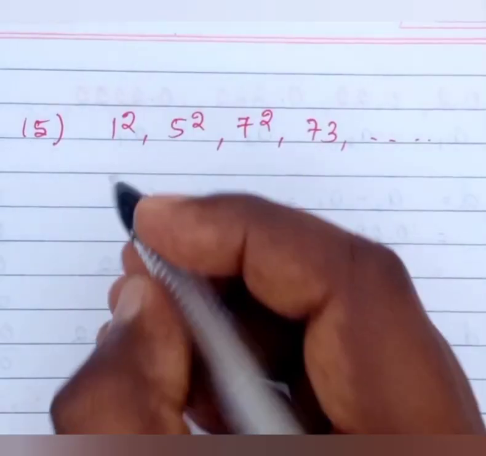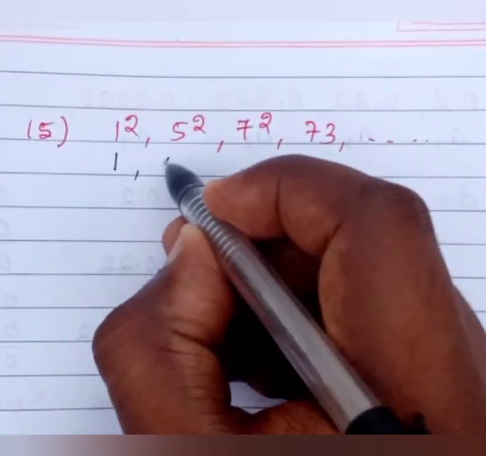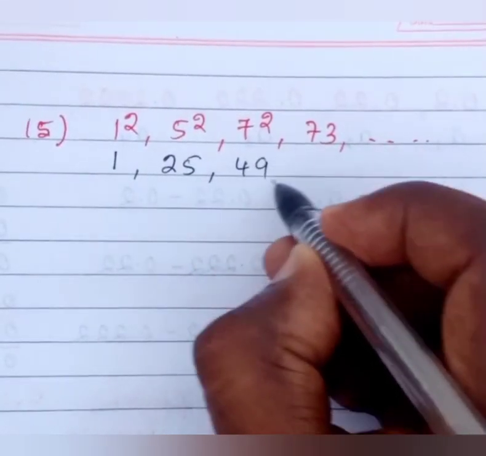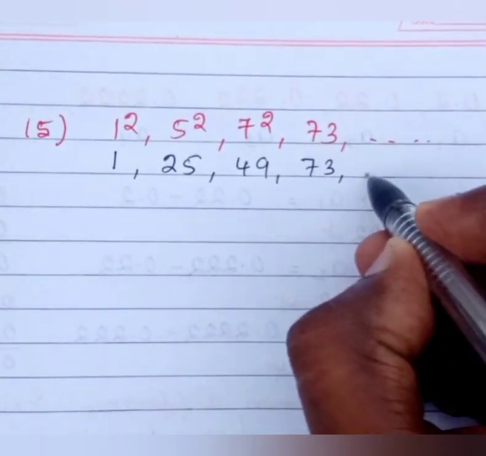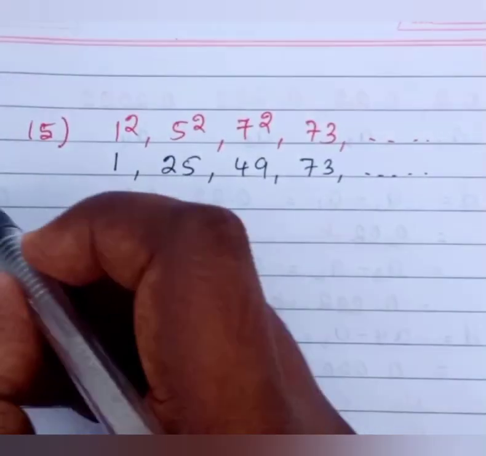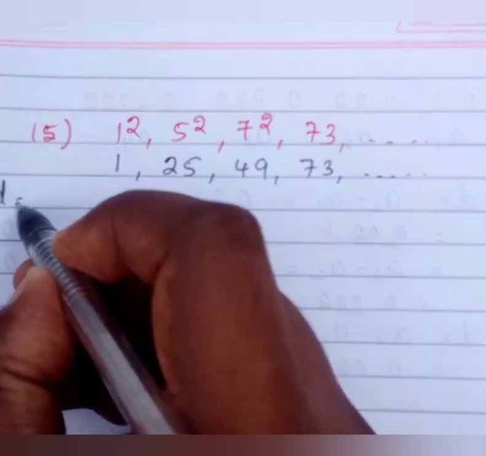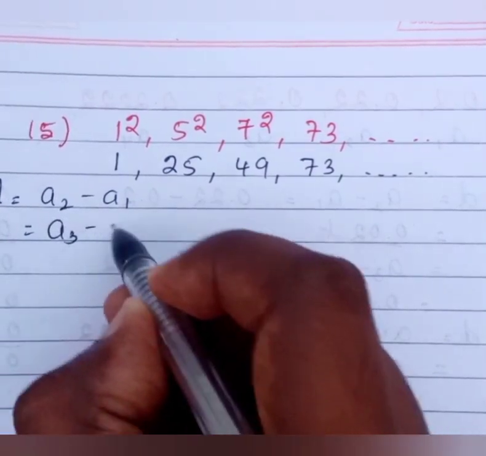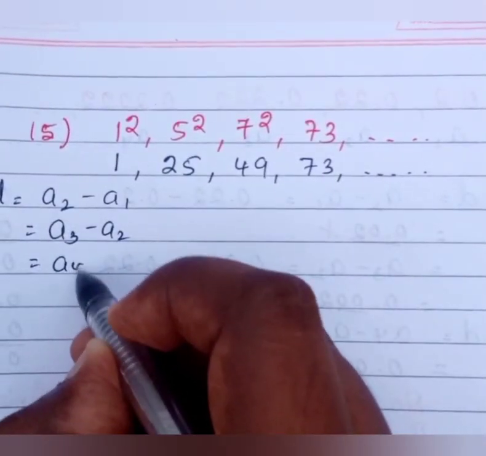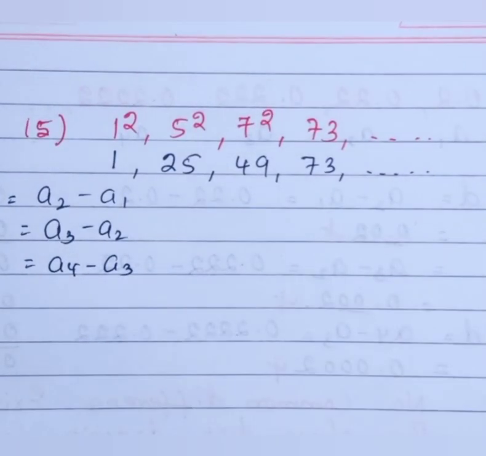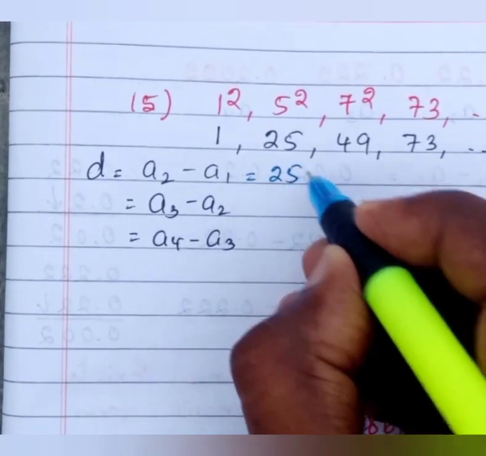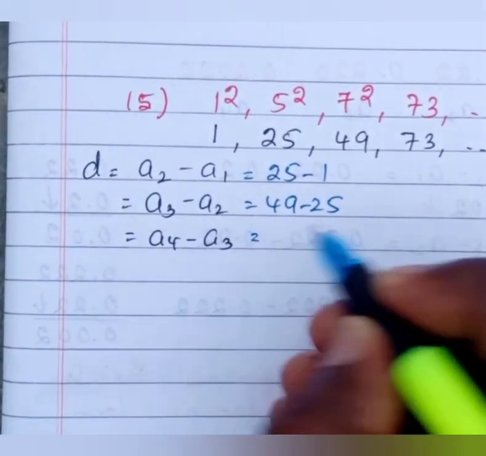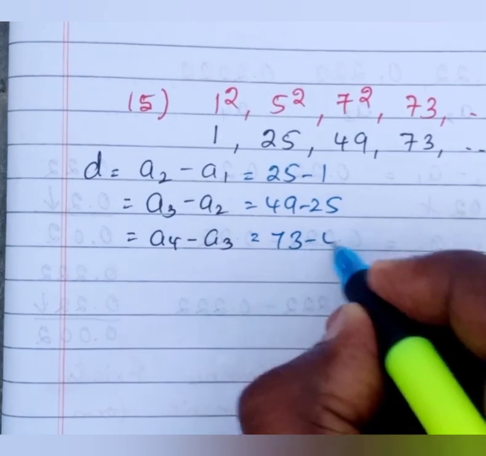It is the 15th question. Very simple. 1 square is 1, that is 1 into 1. Next, 5 square, that is 5 into 5, is 25. Next, 7 square is 49. Then 73 as it is. Now finding the common difference d equals a2 minus a1, or a3 minus a2, or a4 minus a3. What is a2 now? a2 is 25, a1 is 1. Now a3 is 49 minus a2, which is 25. Now a4 is 73 minus a3, which is 49.